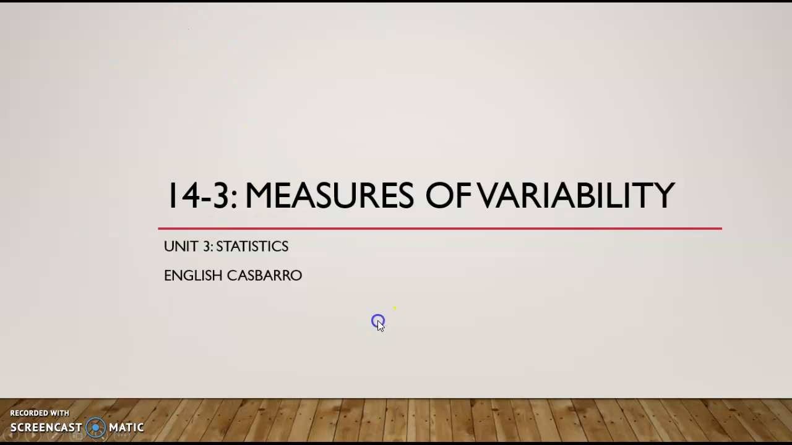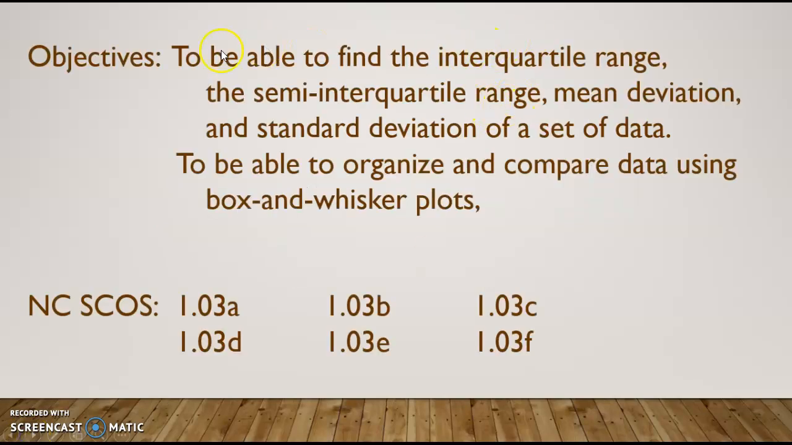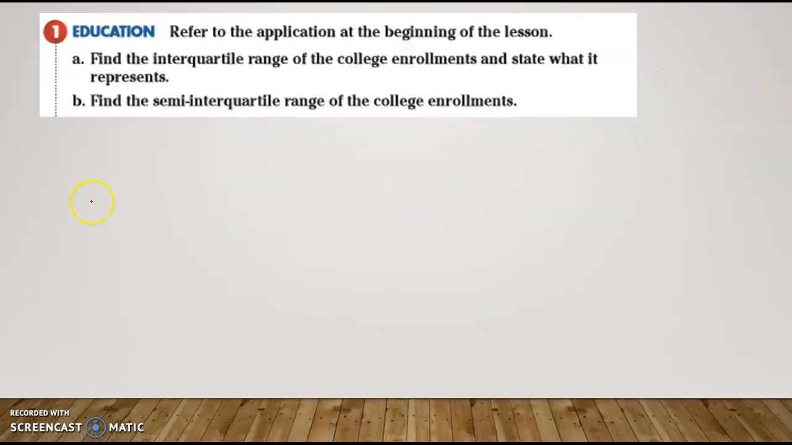I am talking today about 14.3, Measures of Variability, which means how far they vary from the mean. So in this one, we are looking at the interquartile range and the semi-interquartile range.